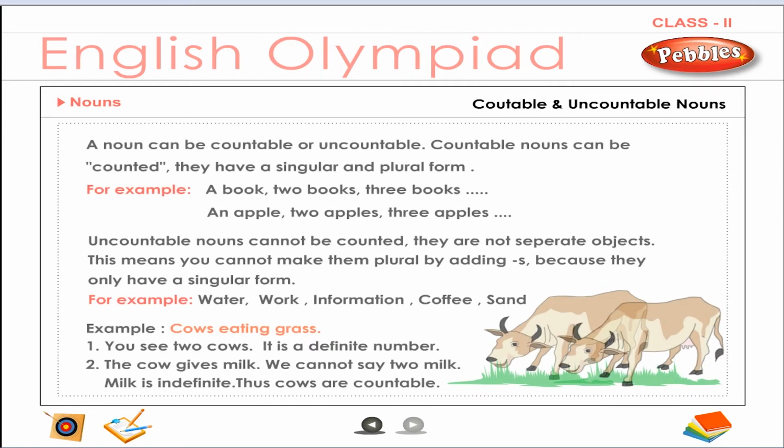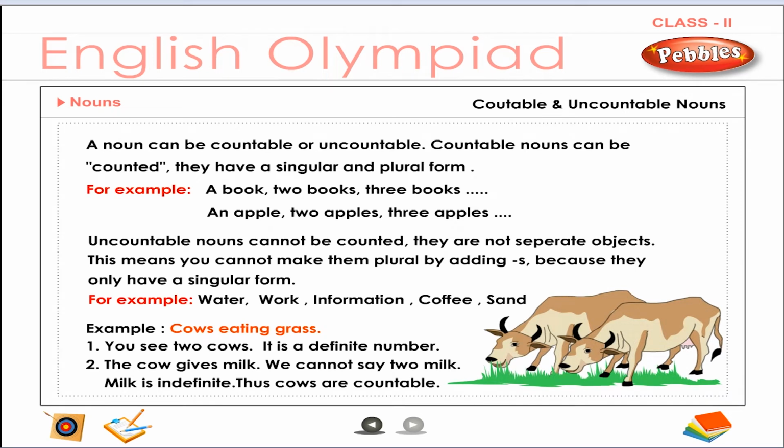Countable and uncountable nouns. A noun can be countable or uncountable. Countable nouns can be counted. They have a singular and plural form. For example, a book, two books, three books, an apple, two apples, three apples.